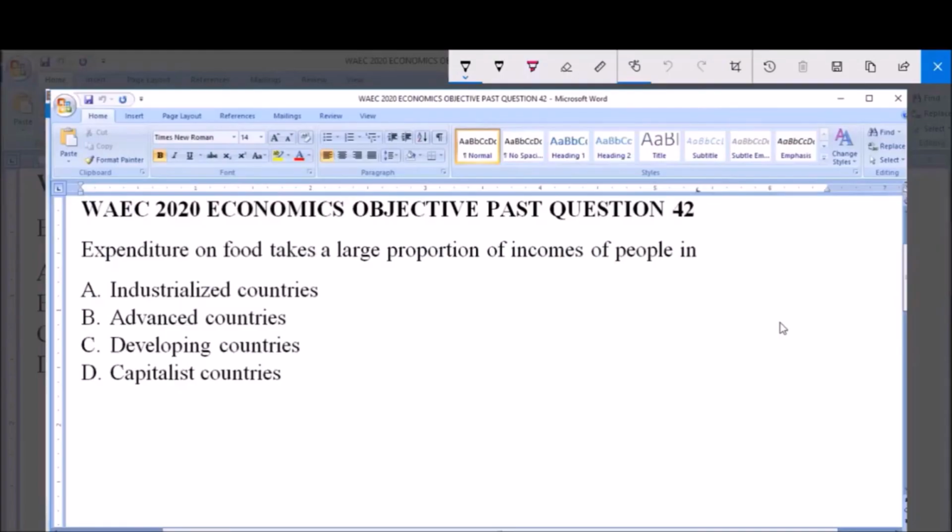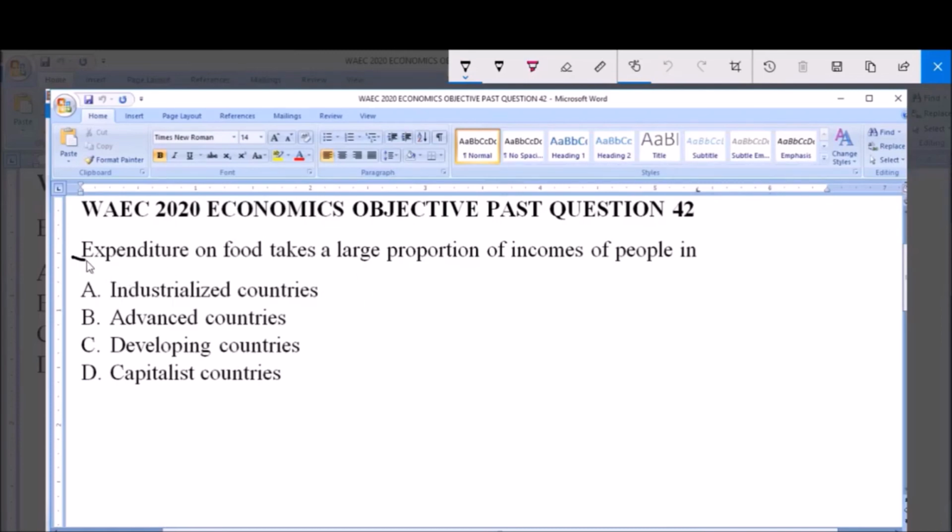Hello and welcome. I will be answering WAEC 2020 Economics Objective Past Question 42. Expenditure on food takes a large proportion of incomes of people in A. Industrialized countries, B. Advanced countries, C. Developing countries, D. Capitalist countries. Now this is a very straightforward question.